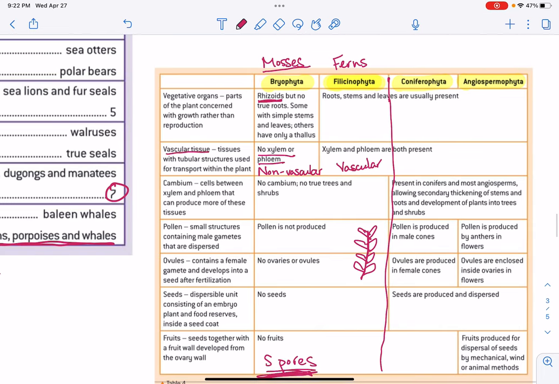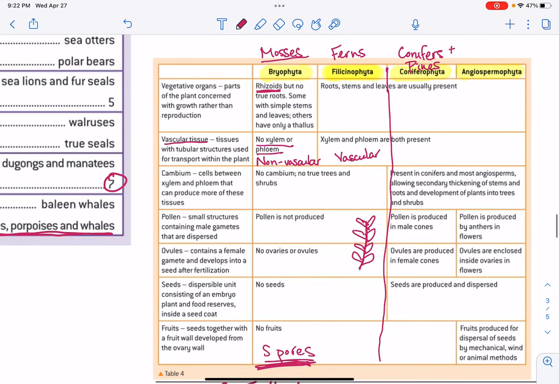Okay, so then we have conifers and pines. Technically, these are pines too. So conifers and pines, they're vascular. They have cones. They have male cones and female cones. So when you see a pine tree, there you go. They also have these long, needle-like leaves that are waxy.